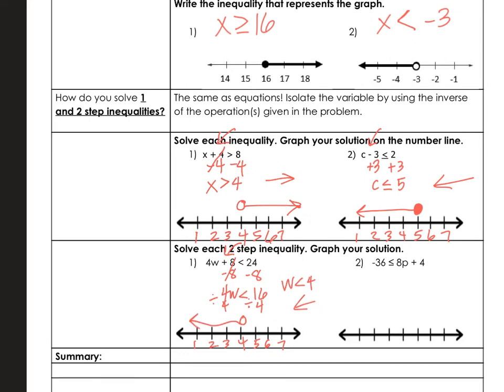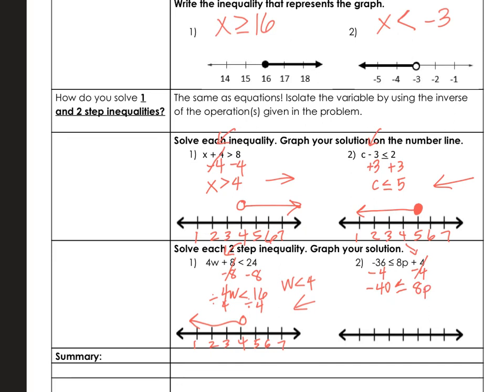All right, last but not least, this time my variable's on the right-hand side, so I need to get rid of the +4, so I'm going to get rid of the +4 by subtracting 4 on both sides. When I do that, I get -40, and please use your calculator. Don't be afraid to use your calculator, or embarrassed to use your calculator. Negative 40 is less than or equal to positive 8p.